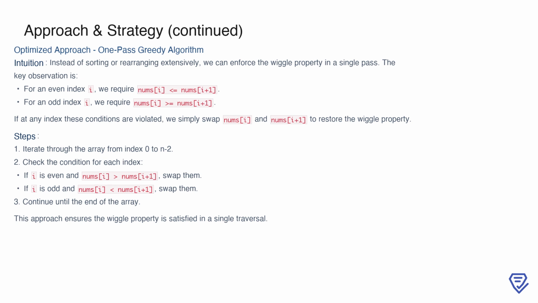If the condition is violated at any point, we simply swap the current element with the next one to restore the wiggle condition. To implement this, we iterate through the array from the first index to the second to last index. At even indices, if nums[i] is greater than nums[i+1], we swap them. At odd indices, if nums[i] is less than nums[i+1], we swap them. This ensures that the array satisfies the wiggle property at every step, and since we're only traversing the array once, the algorithm is highly efficient.